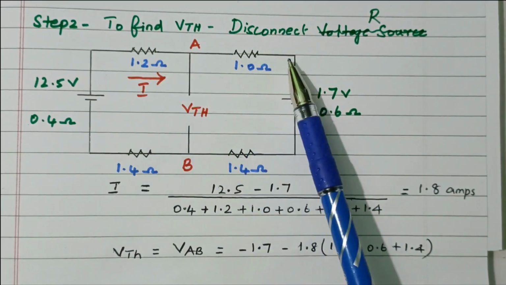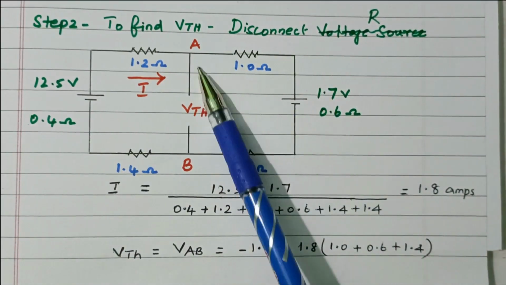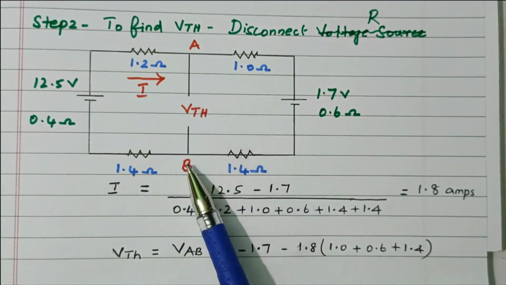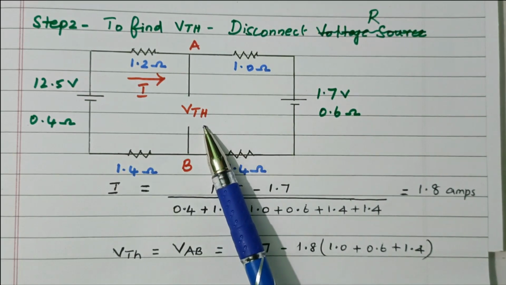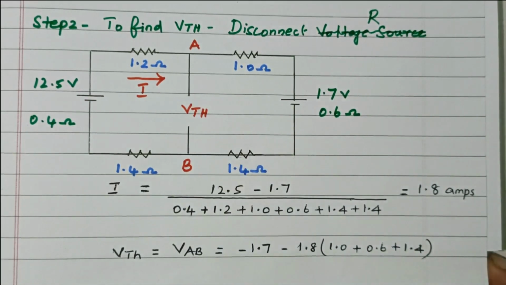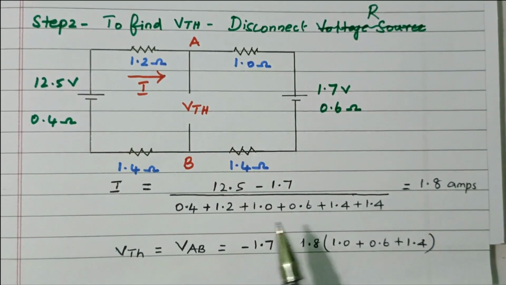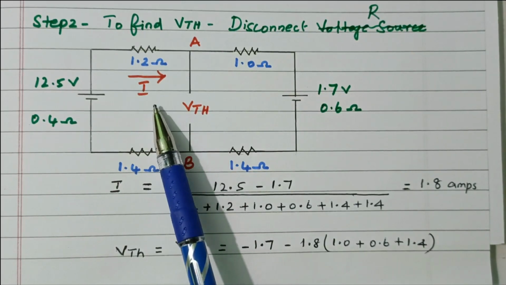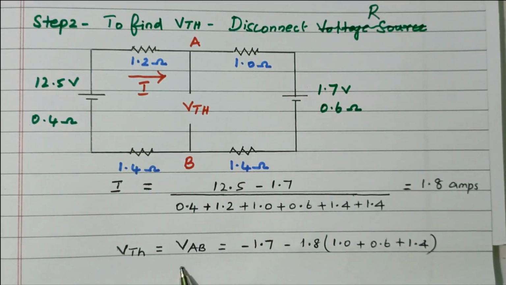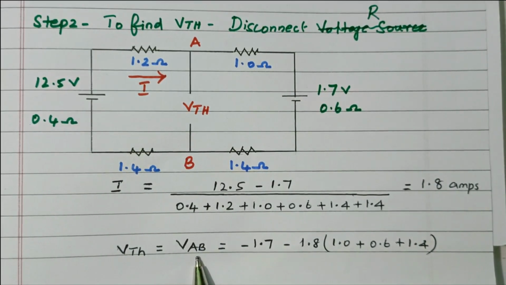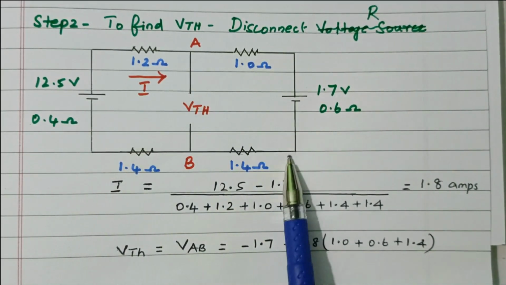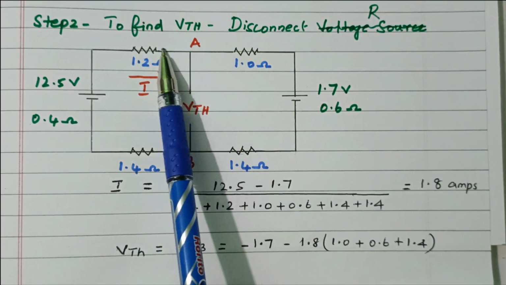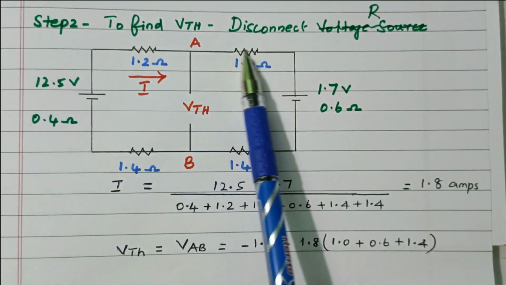To find VTH, disconnect the R. The load resistor is open circuited. Now we need to find the voltage across AB, that is VTH. VTH is the voltage across AB with the terminals open circuited. How to find this VTH? First we will find the current. This VTH is nothing but VAB, the voltage across AB. Either this side you can calculate, because the voltage across AB equals the voltage drop across this side or that side.